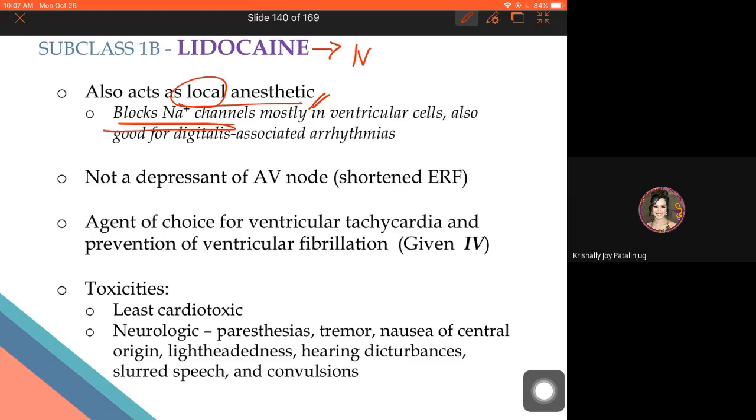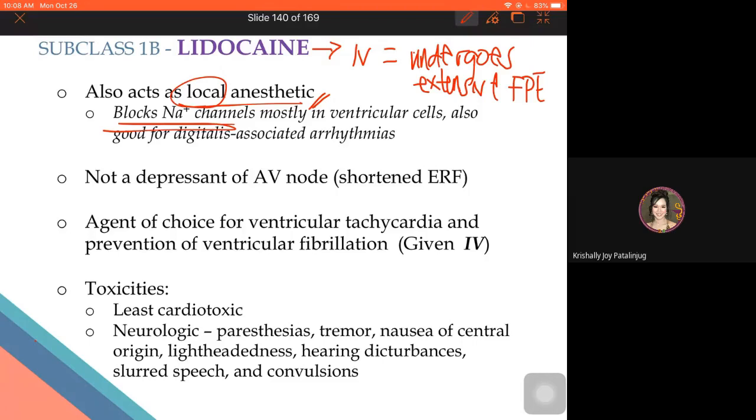Now again, lidocaine must be given intravenously if used as antiarrhythmic. Why not orally? Bakit hindi orally given? The reason why lidocaine is given intravenously is simply to bypass the extensive liver metabolism, yung extensive first pass effect. Kasi nga, yung lidocaine undergoes extensive first pass effect. So this is an example of a drug that undergoes first pass effect.